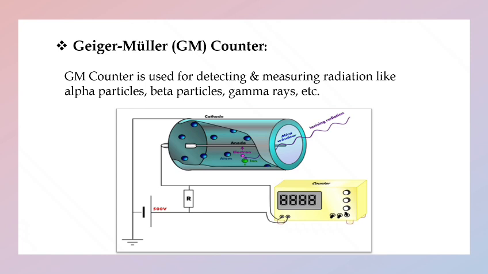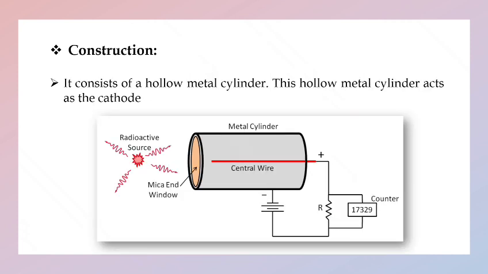So GM counter, that is Geiger Muller counter, is used for detecting and measuring the radiations like alpha particles, beta particles and gamma rays, etc. The GM counter is shown in the figure. Let us understand the construction of GM counter.